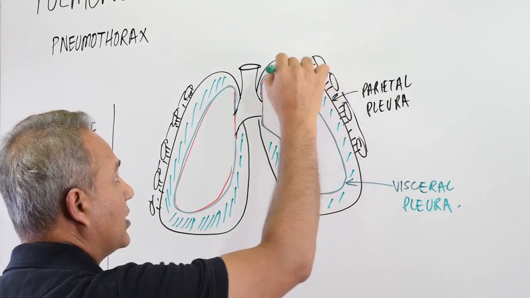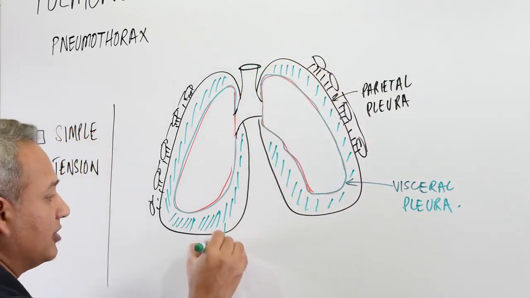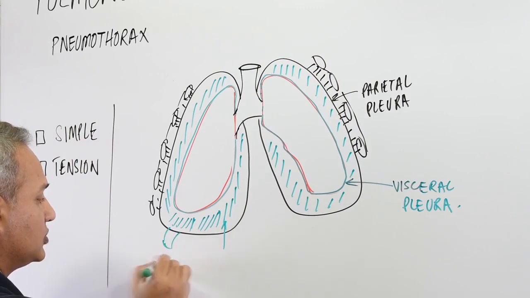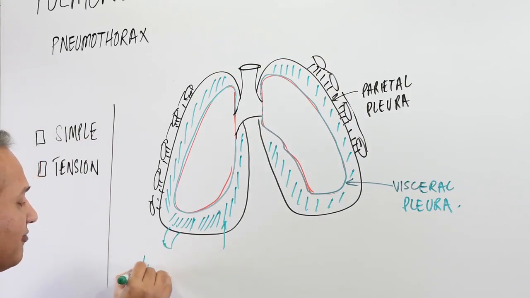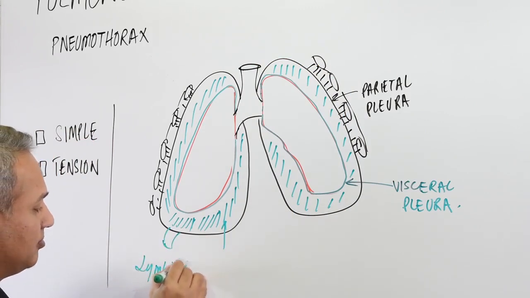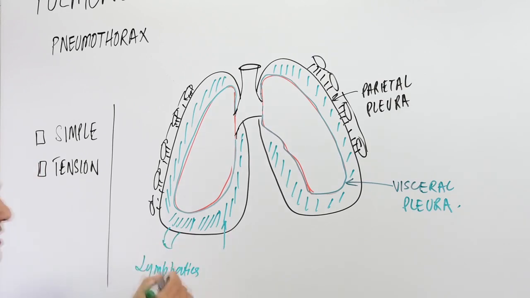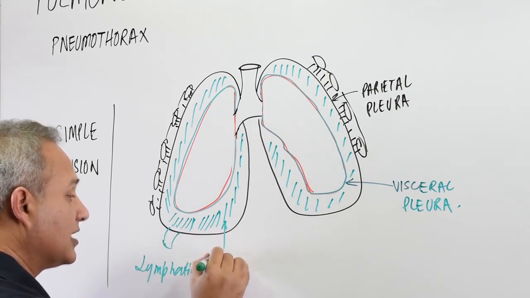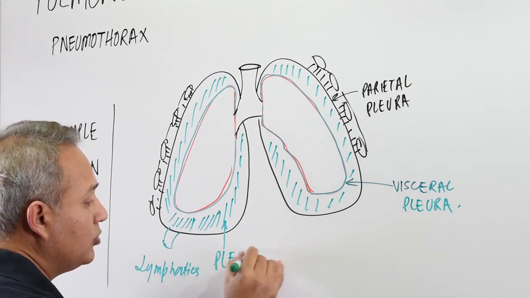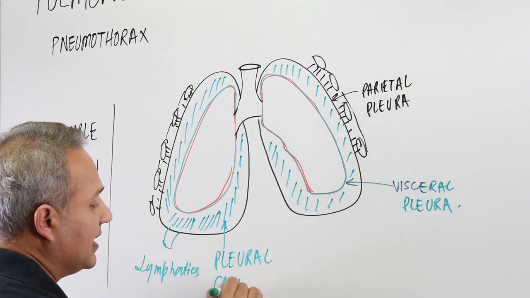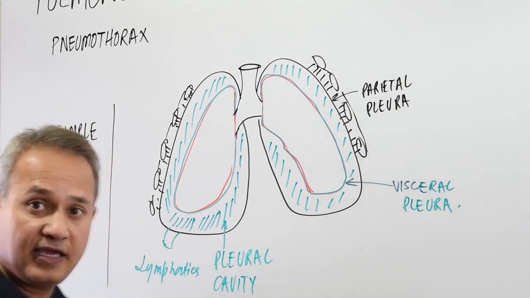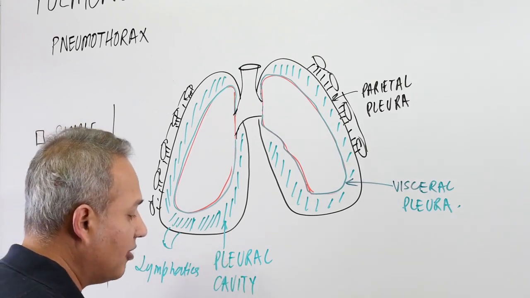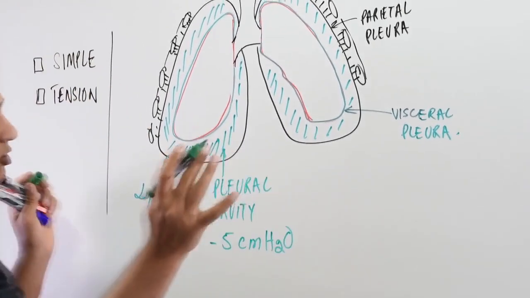So normally the pleural cavity has a small suction effect because of the lymphatics. I always draw that as a small faucet-like structure. So this is the pleural cavity. The pleural cavity normally has a pressure of -5 centimeter of water, right? So that is a normal situation.